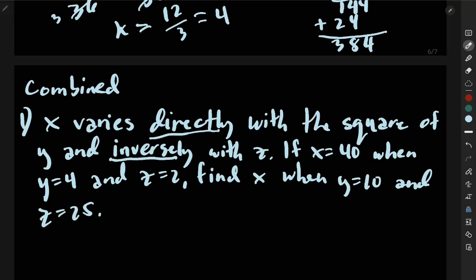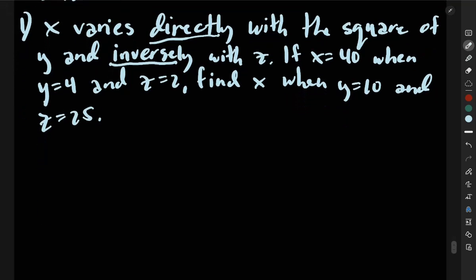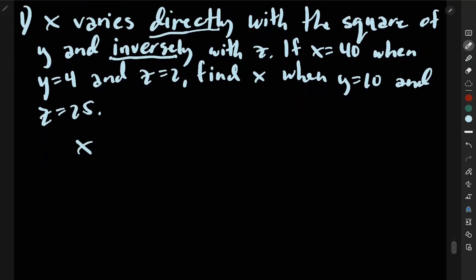in another variable. So it's directly in y, but inversely in z. That is what you call combined variation. So let's write the equation. So the x varies directly with square of y. So k is always on top. It's never at the bottom. What only changes are the variables. So square of y, so y squared, and inversely with z. So z is at the bottom because it's inverse.